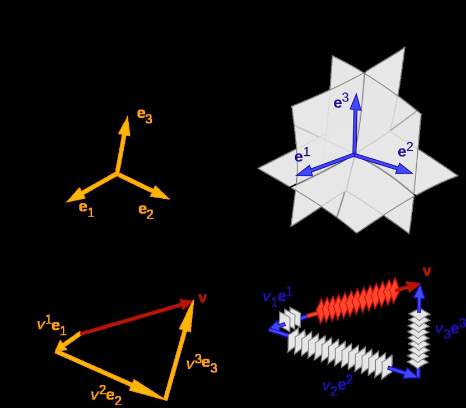For instance, the vector v = (3/2) e_1 + 2 e_2 is a vector with contravariant components v^1 = 3/2, v^2 = 2.